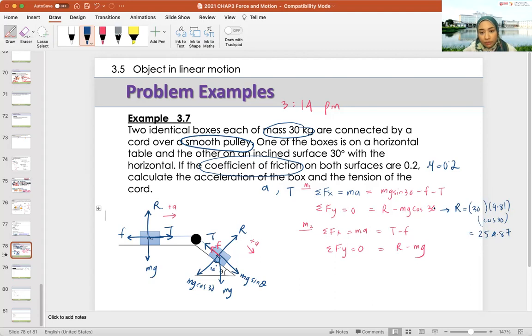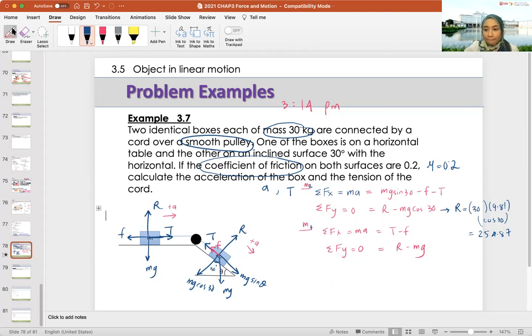What next? Kita selalu kaitkan R dengan apa? F. Dengan F kan? Okay, so F is, kejap. Yusuf, turn down the volume. Okay, F is equals to mu R. So we have the mu 0.2. So this is specifically R1, R untuk mass 1. Kita tak tahu R untuk sini apa. So this is going to be mass 2. Ini mass 2, mass 1. This is mass 2. To this. Terbalik. Thank you.